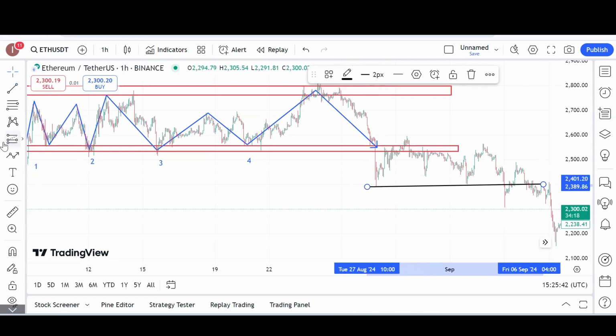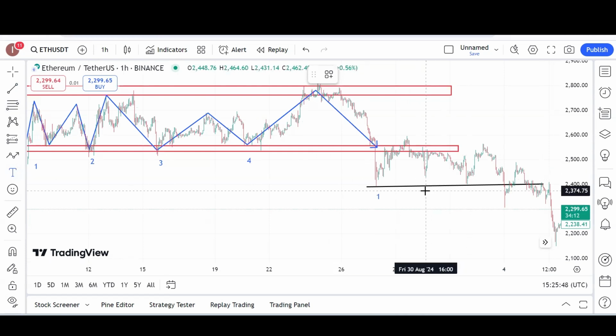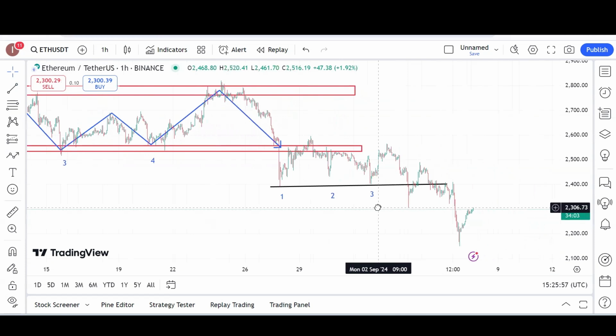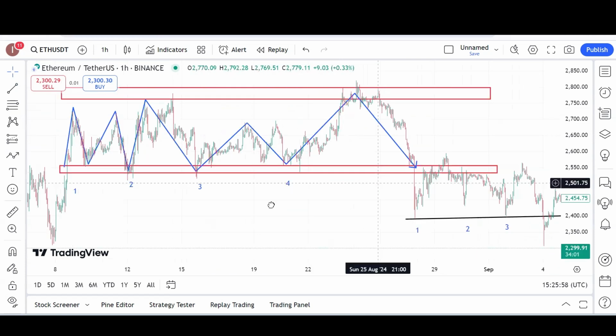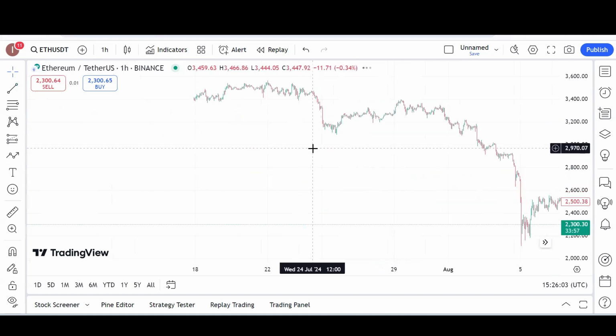And you can get 1 trade, you can get a second trade, and you can get a third trade. Okay, I will give you a live Ethereum chart on the 1 hour time frame.